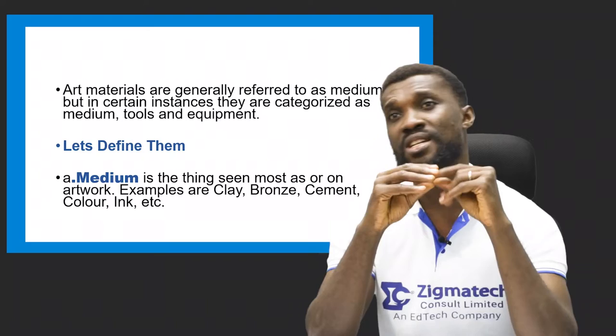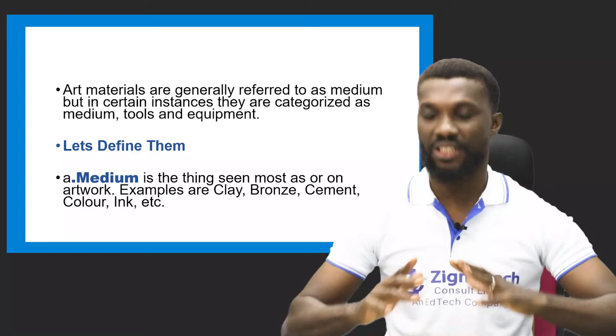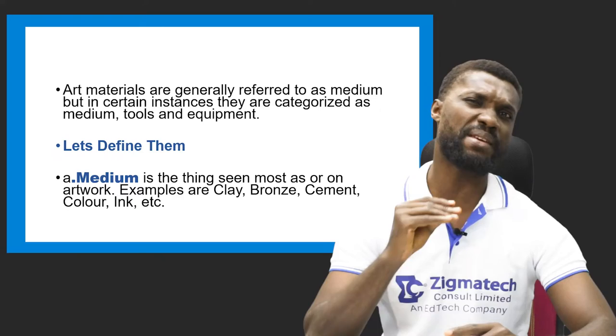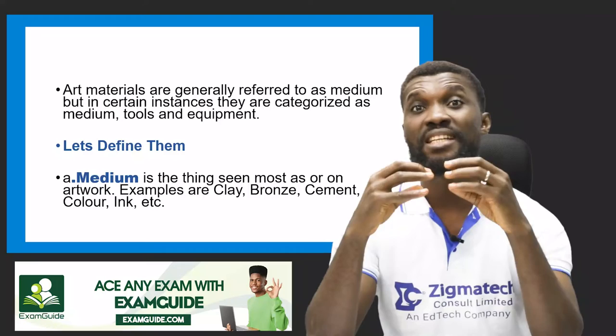The medium is the thing that is seen most on all artworks. To every artwork, the thing you see is known as the medium. For example, if you are seeing a painting that is not a mixed media painting, what do I mean by mixed media painting? A mixed media painting combines other things. You mix everything: you use paper, clothes, plastic on the canvas. Those things you can see and touch are known as the medium. Did you understand?